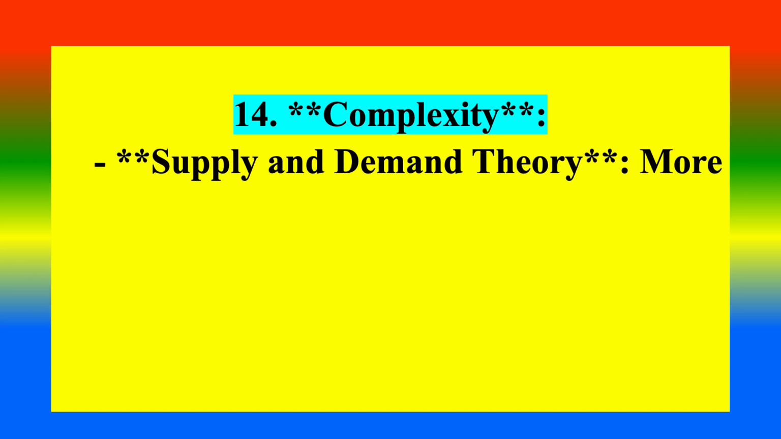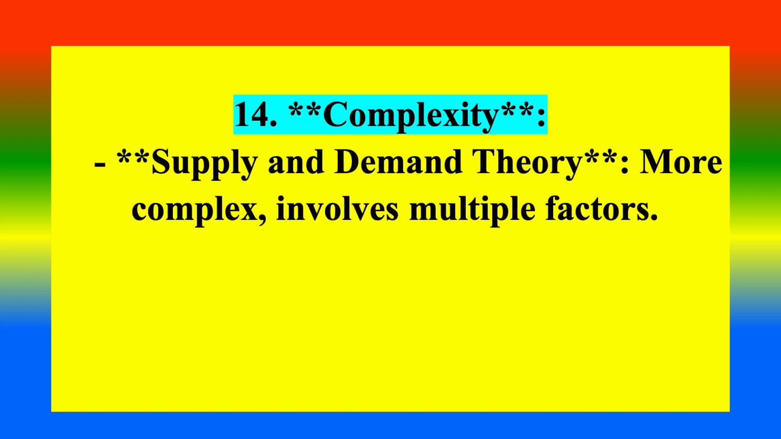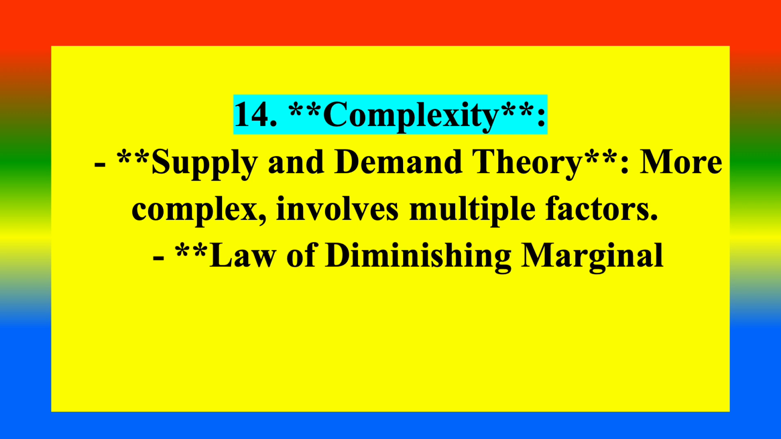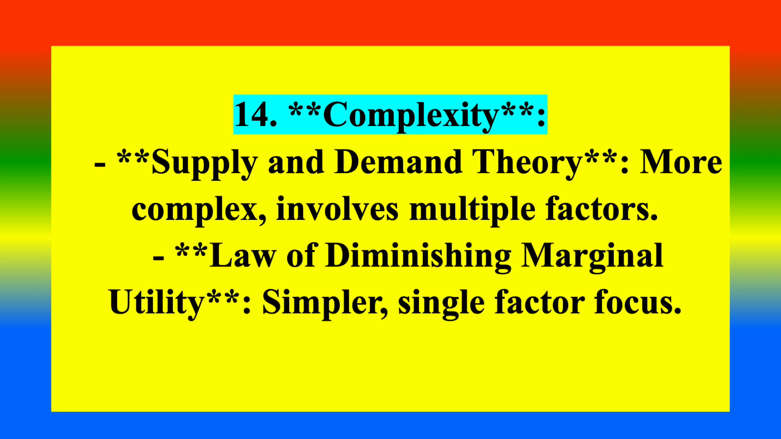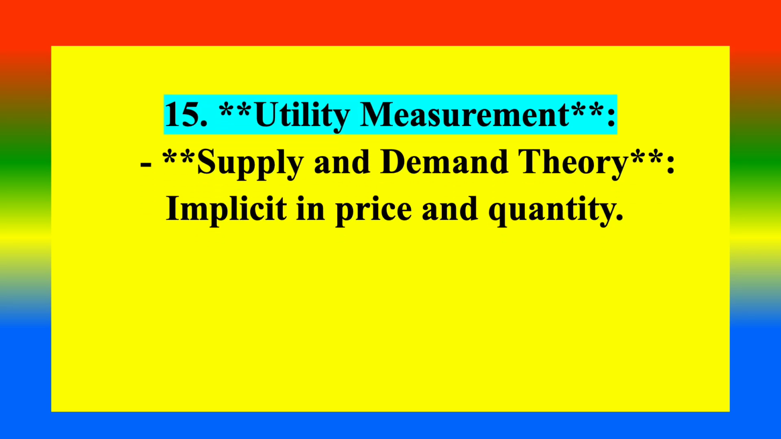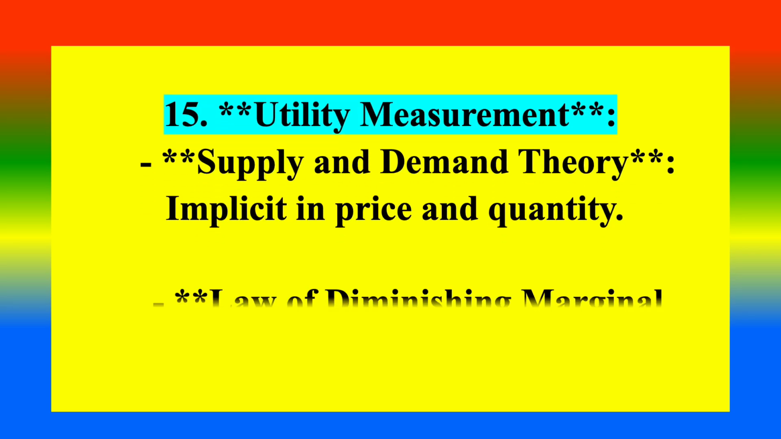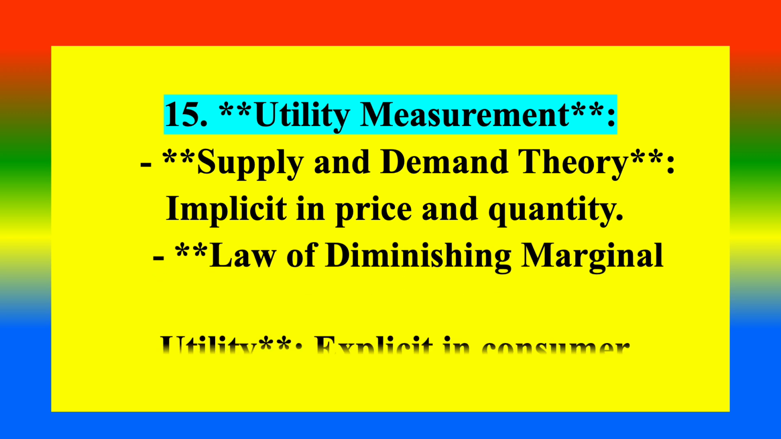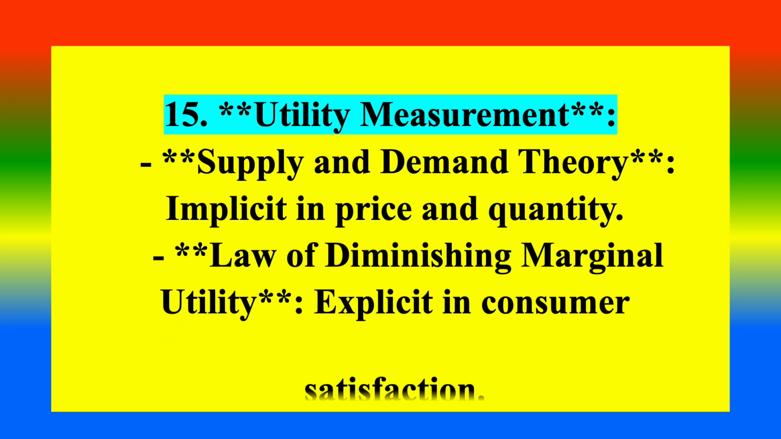Fourteen, complexity: supply and demand theory is more complex and involves multiple factors. The law of diminishing marginal utility is simpler, with a single factor focus. Fifteen, utility measurement: in supply and demand theory it is implicit in price and quantity. In the law of diminishing marginal utility it is explicit in consumer satisfaction.